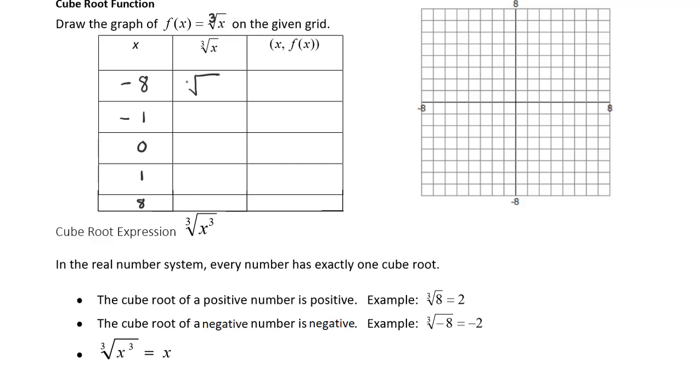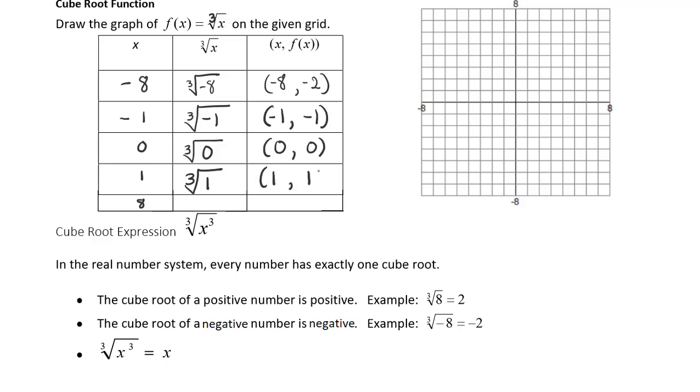If I take the cube root of negative 8, my input is negative 8 and my output is negative 2. If I take the cube root of negative 1, I get an input of negative 1 and an output of negative 1. If I take the cube root of 0, I get an input of 0 and an output of 0. If I take the cube root of 1, I get an input of 1 and an output of 1. And if I calculate the cube root of 8, I get an input of 8 and an output of 2. Let's go ahead and graph these values.